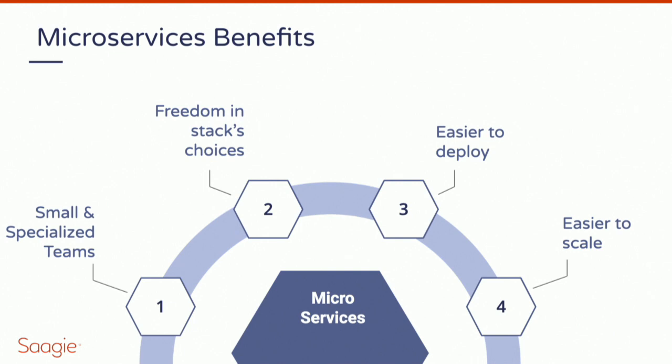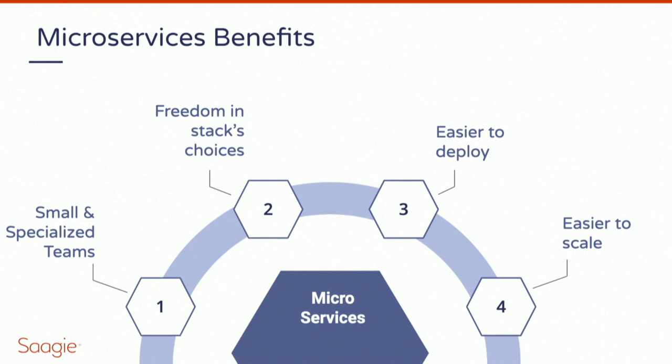The second is that with microservices, you get a complete freedom in your stack choices, meaning that if the product team wants to work with Java and the search team wants to work with, I don't know, Scala, and the checkout team wants to work with Kotlin, it's not a problem at all. So each team can go for the stack which is both the more comfortable to them and the more relevant to them.